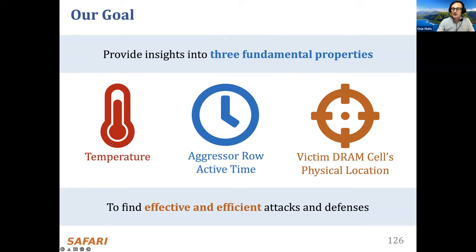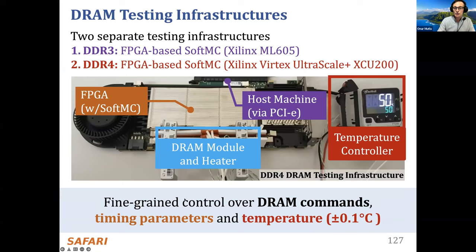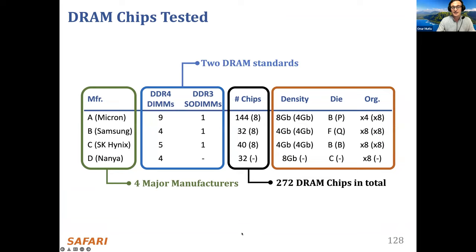Again, we used our infrastructure for this, both DDR3 and DDR4 based infrastructure. And we actually enabled very fine-grained control over DRAM commands, timing parameters, and temperature. We actually built a very good temperature infrastructure where we could confidently vary the measurements within accuracy of 0.1 degrees Celsius, as you can see. And these are the chips that we tested over here from 4 major manufacturers in this particular case. More than 200 DRAM chips in total.